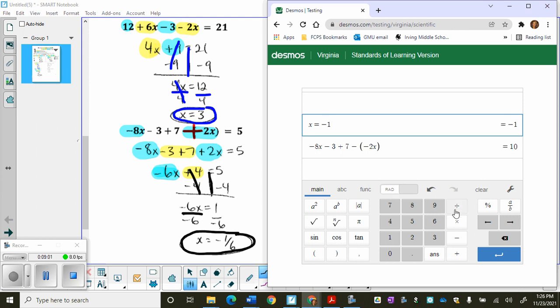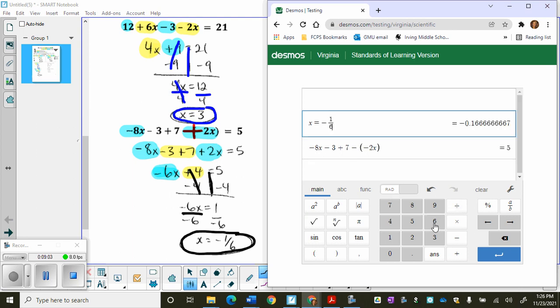And I'm going to put 1 over 6. And it looks like if that's what x is, and this is the expression, it should equal a 5. And it does right there. So I'm using Desmos to just check my work. And I know that my answer here is right.